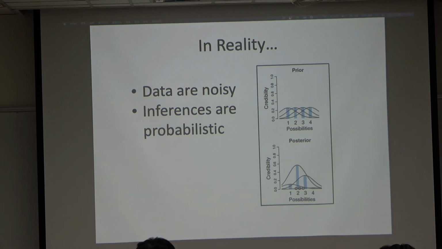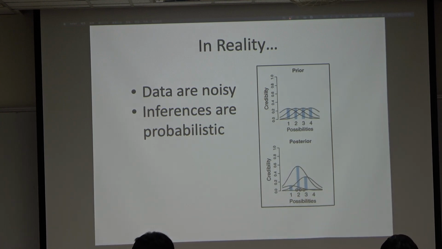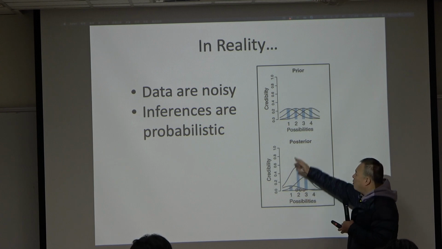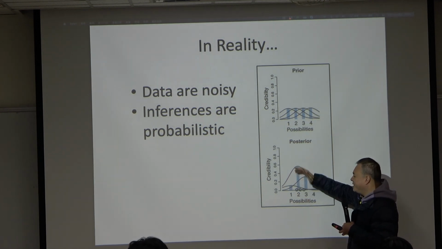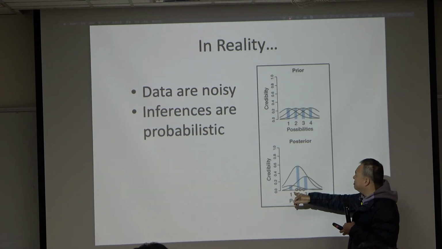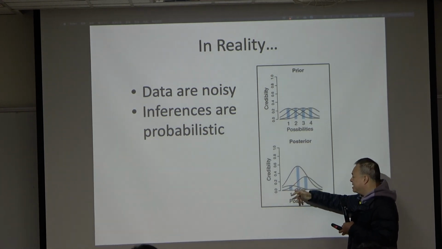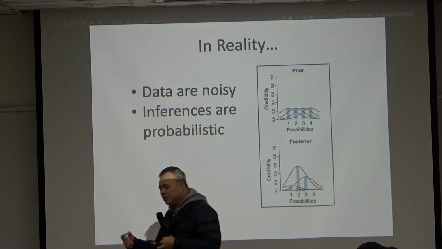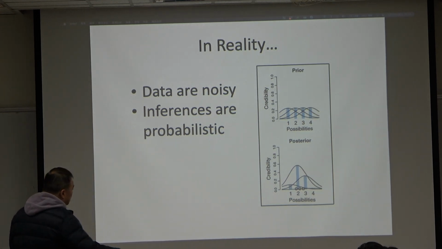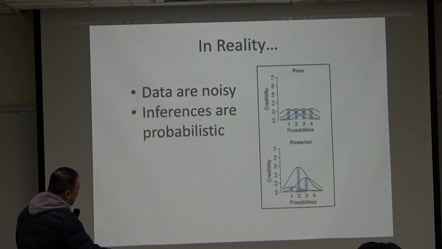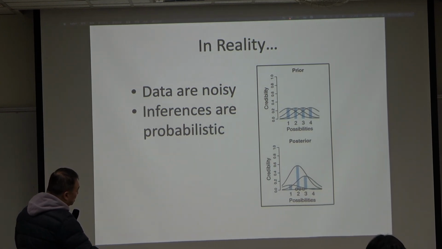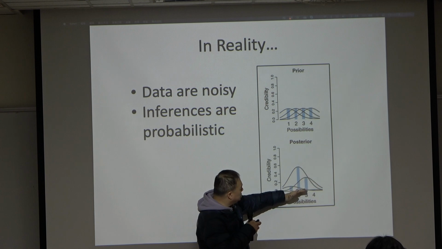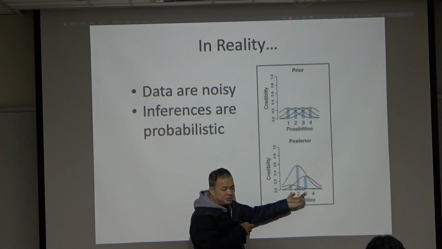And also, the inferences are also probabilistic. So for example, when you observe certain thing, the chance for an event, for a possibility may reduce, but normally it will not be reduced to zero. It will be reduced to something like this. Of course, for some other outcome, the probability increases, but again, all this will be represented by a distribution instead of just a simple number.